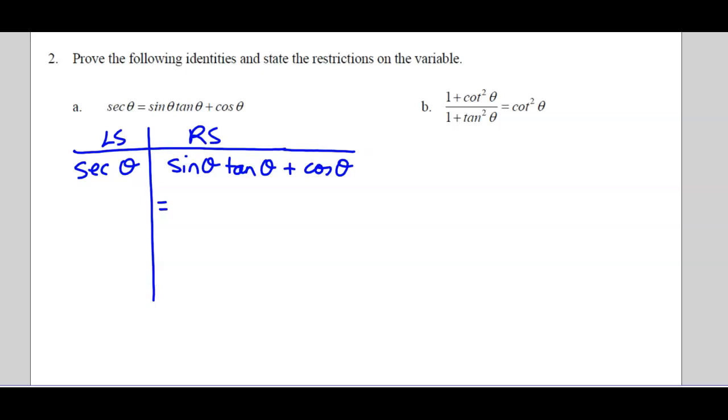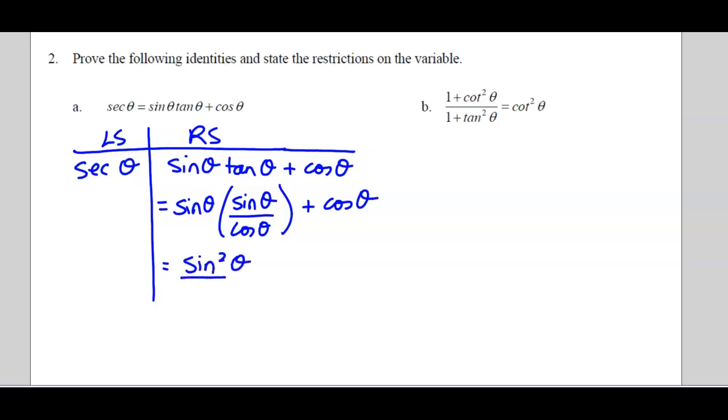Right now, I see there's a tan. So I'm going to express tan in terms of sine and cos. So now I actually have a fraction. That's really going to be sine squared theta over cos theta. So I want to find a common denominator here. So this is over 1. Right? So I'm going to multiply top and bottom by cos theta.